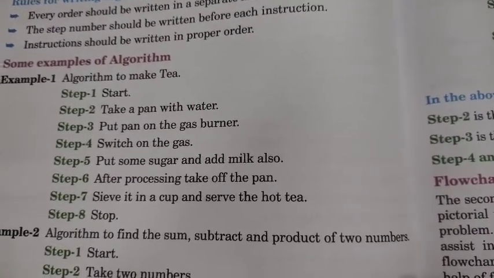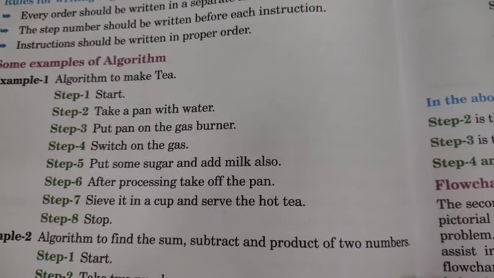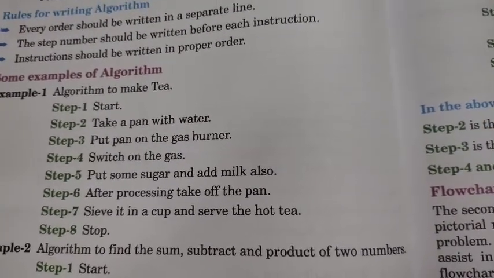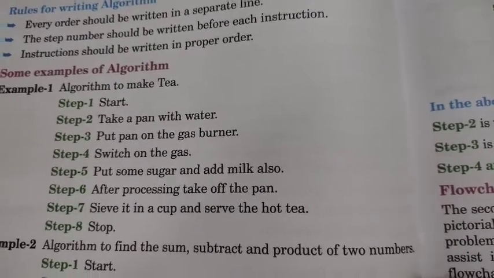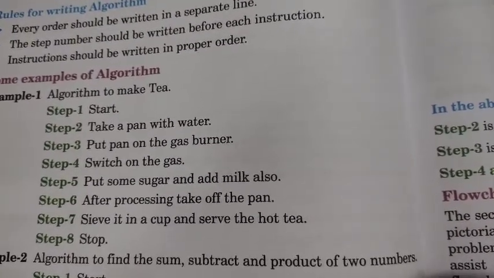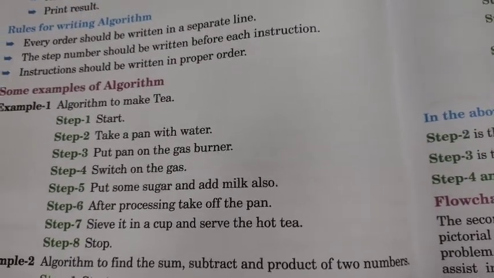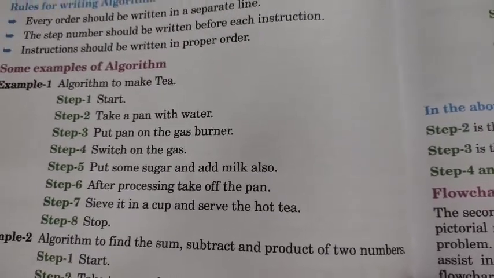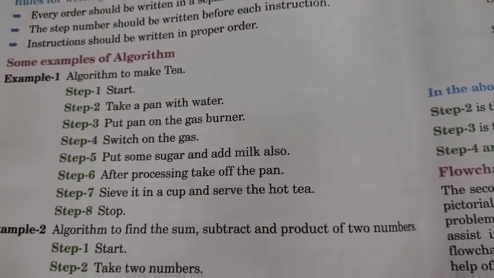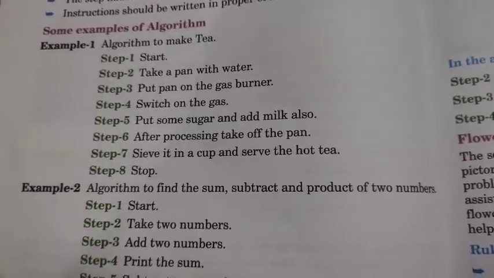If we are not following these steps, say if you put step 7 in place of step 2, step 6 in place of step 3, step 5 in place of step 4, then what will happen? We will not be able to make tea. So these are the steps we must follow in order to make tea. I hope you are understanding.